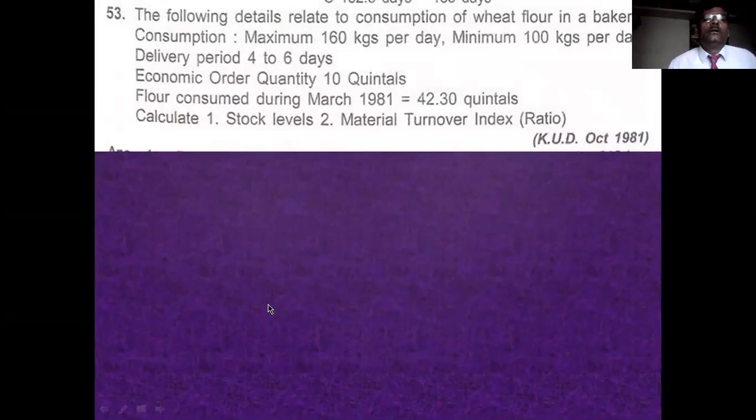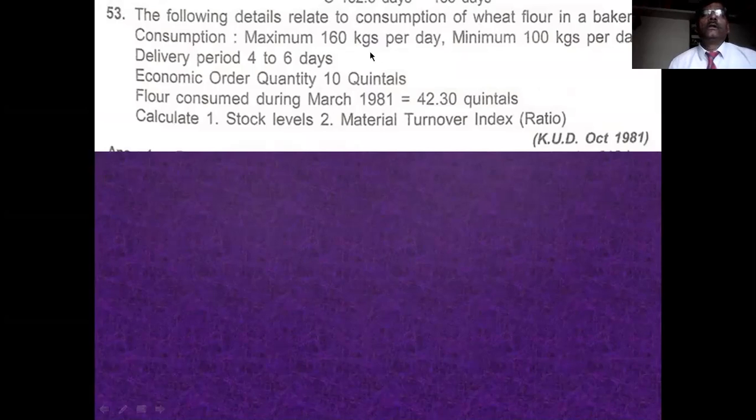Then come to the next, example number 53. You see the following details relate to the consumption of wheat flour in a bakery. Consumption: maximum 160 kg, minimum 100 kg. Then you calculate average consumption. Delivery period 4 to 6 days.